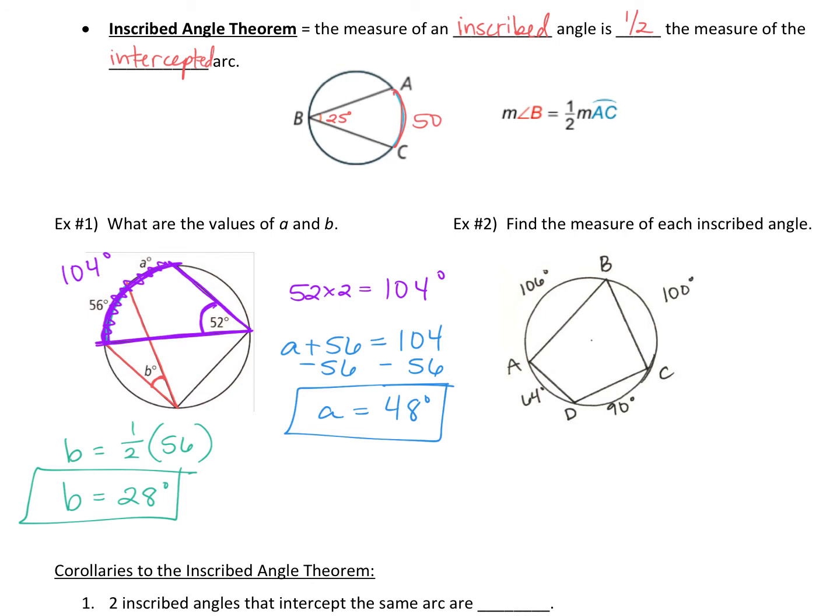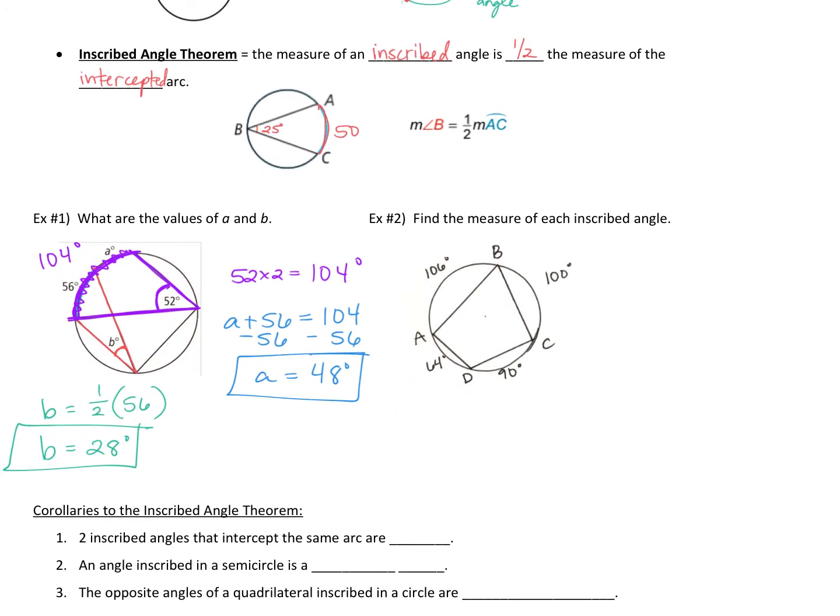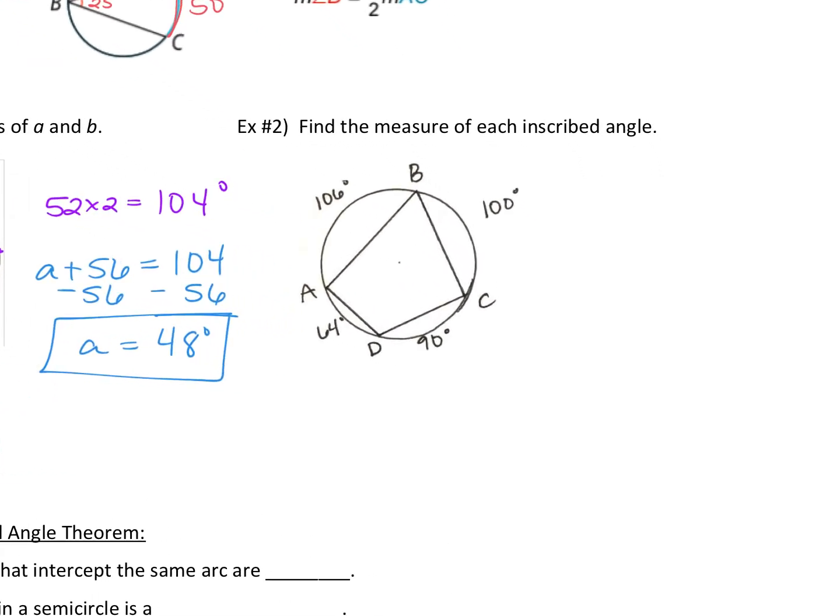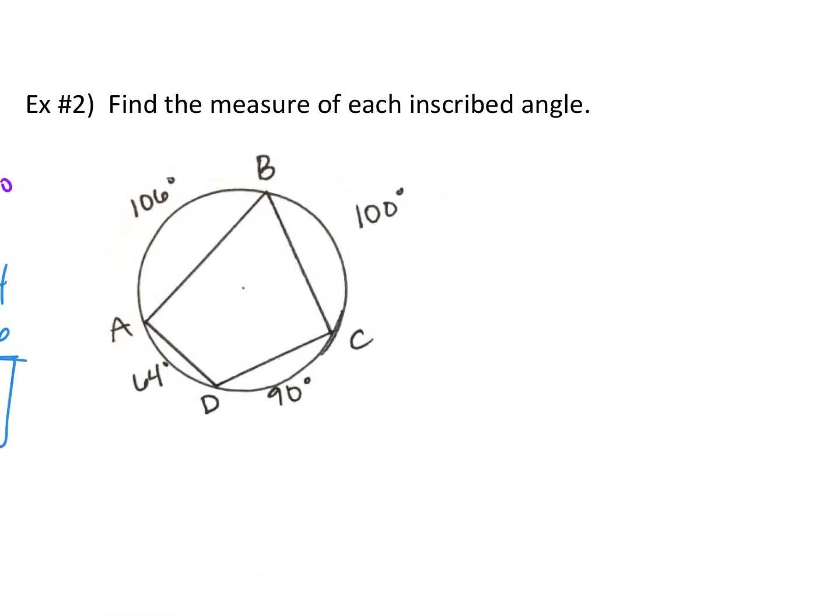Questions on that? Okay, let's look at example 2. This one looks a little bit different again. There's not quite as much overlap here. How many angles do you see? There's 4. You have a quadrilateral there, right? So there's 4 angles inside of that circle.